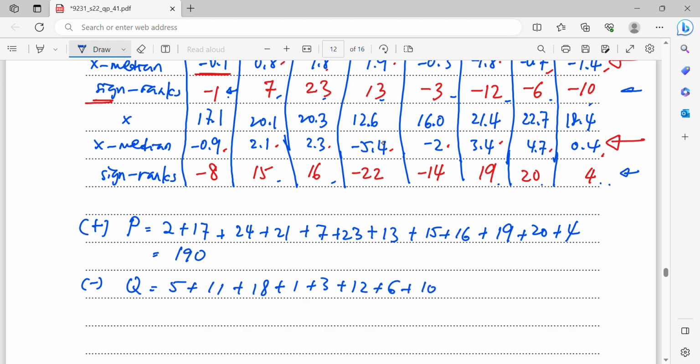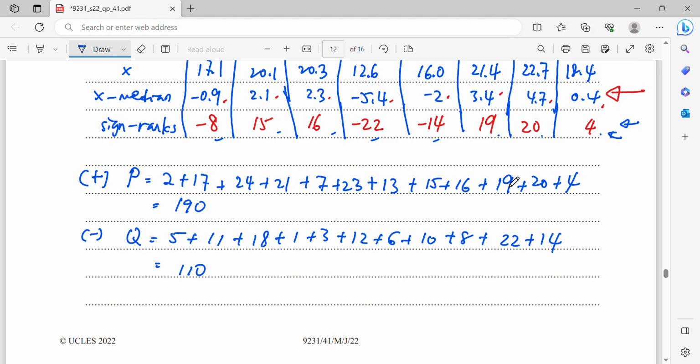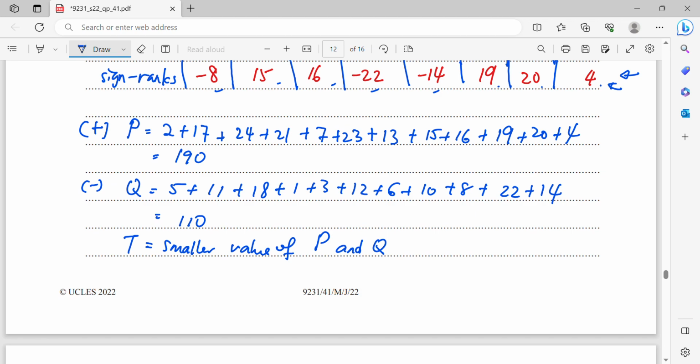So the last red row will be 8, 22, 14. So then the total is going to be 110. Okay, so now we have found two values, T plus and T minus. So then our T is the smaller value, the smaller value of P and Q. That means obviously the Q value is smaller. Therefore, I will take 110 as our T.